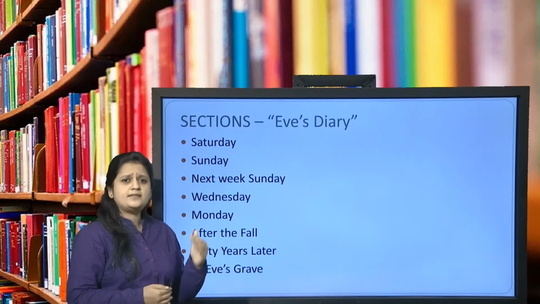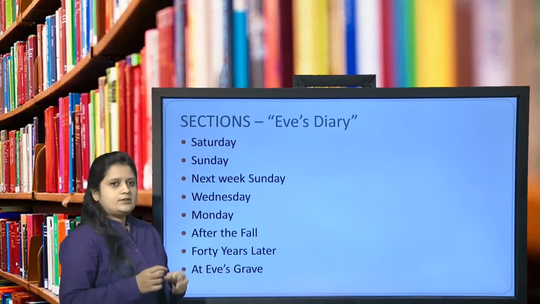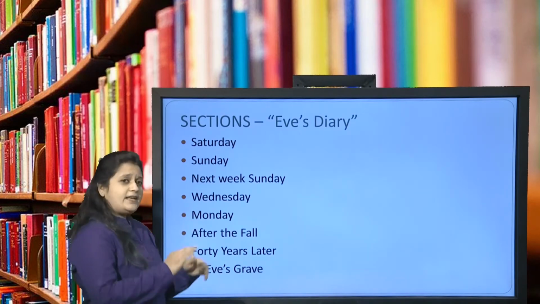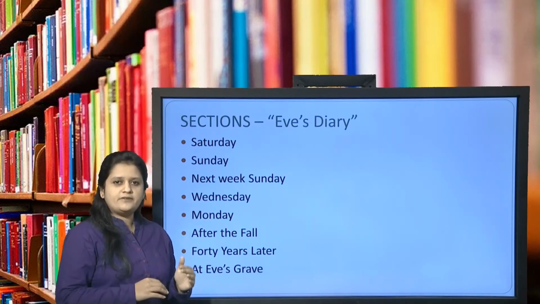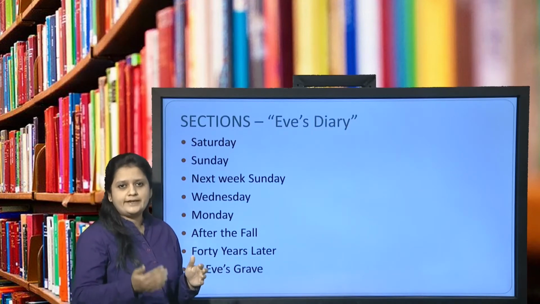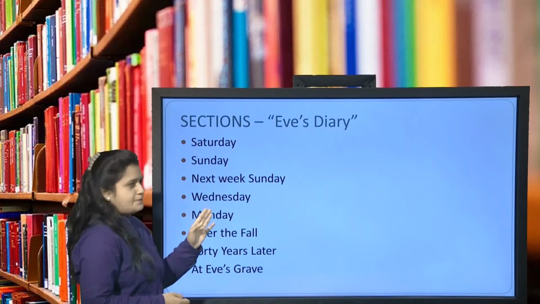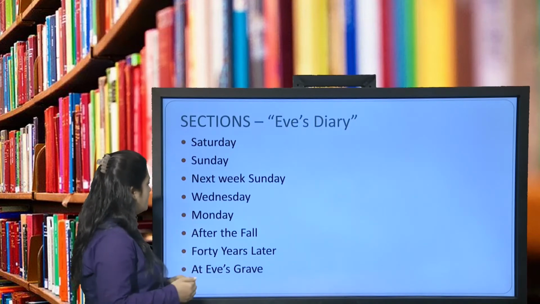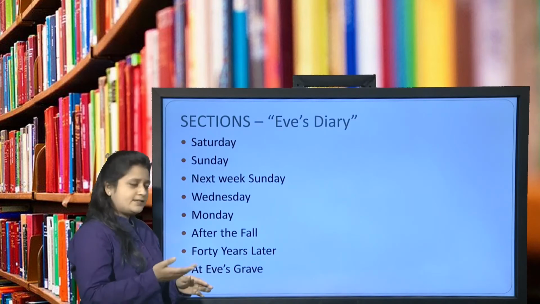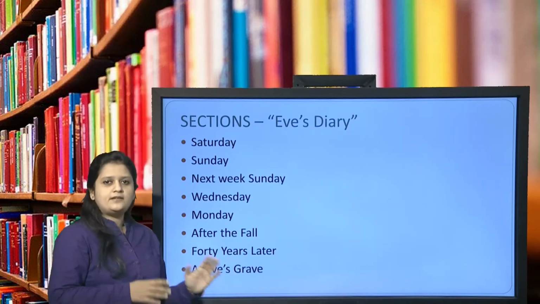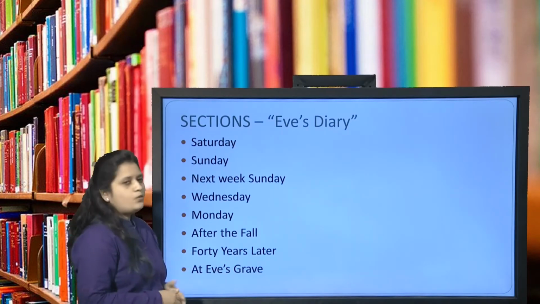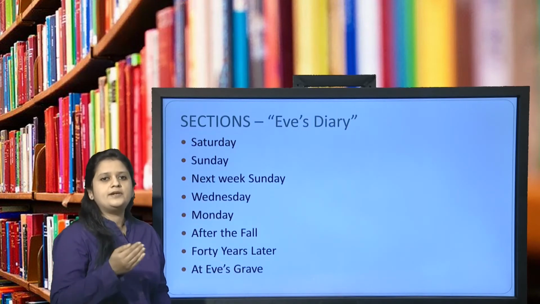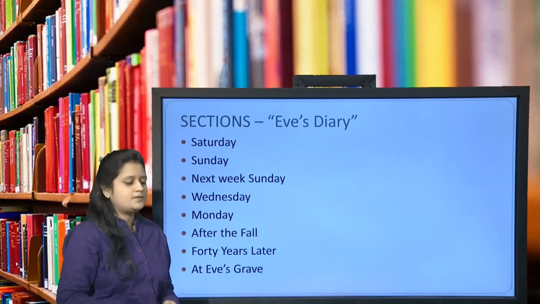Now, how Eve's Diary is divided into different sections. The names of the days: it starts from Saturday, Sunday, Wednesday, Monday, next week, Sunday. These are the sections that Mark Twain has given in Eve's Diary. There are no dates, but this way it has been divided. Wednesday, Monday, after the fall, 40 years later, and at Eve's grave. At Eve's grave is the last section of the diary. Of course, there are many more sections, but I've taken just a few to give you an idea how the diary is divided into various sections.